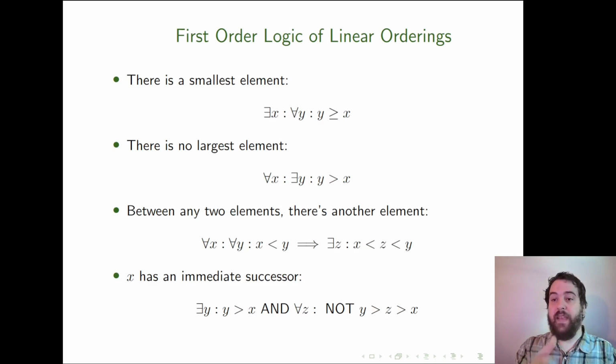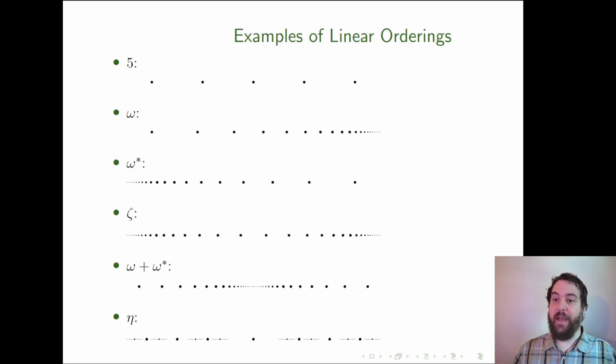In this case, we say that x has an immediate successor, y, if y is strictly greater than x and there isn't a z between y and x. So let me show you some examples of linear orderings, and I'll show you the notation that I'll be using to refer to these linear orderings.